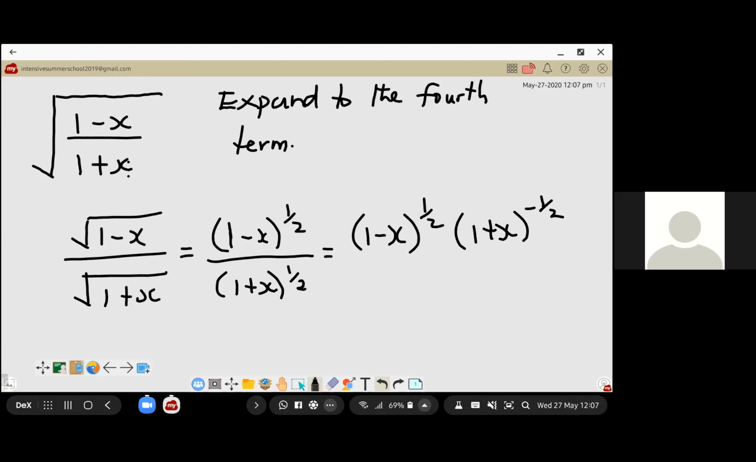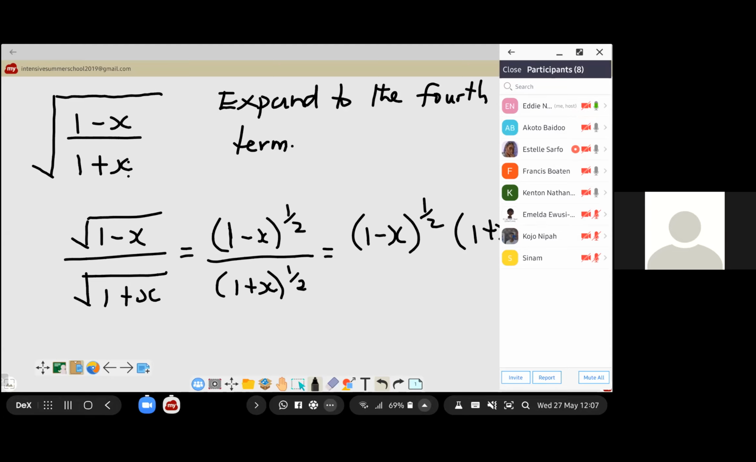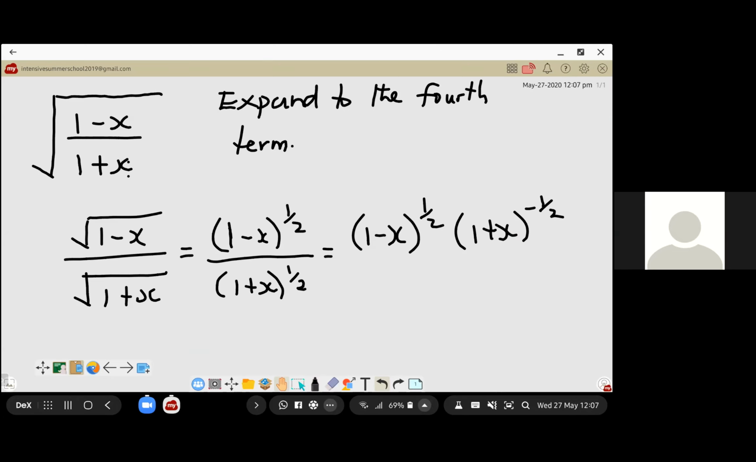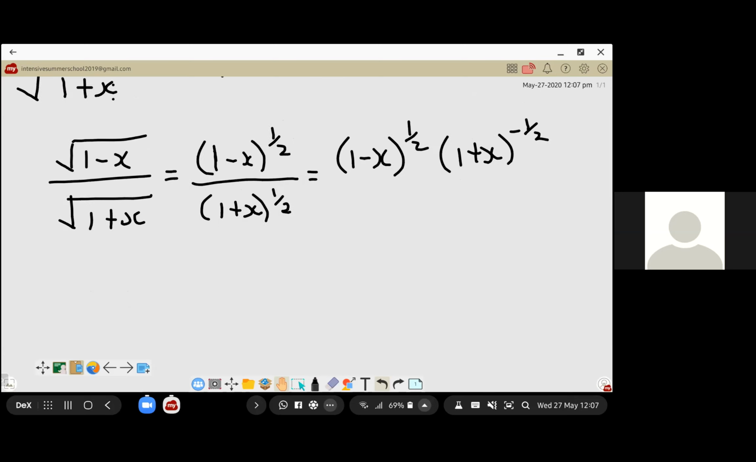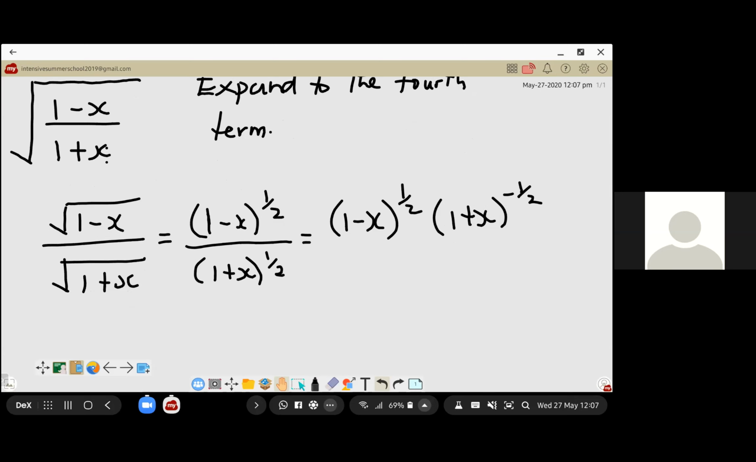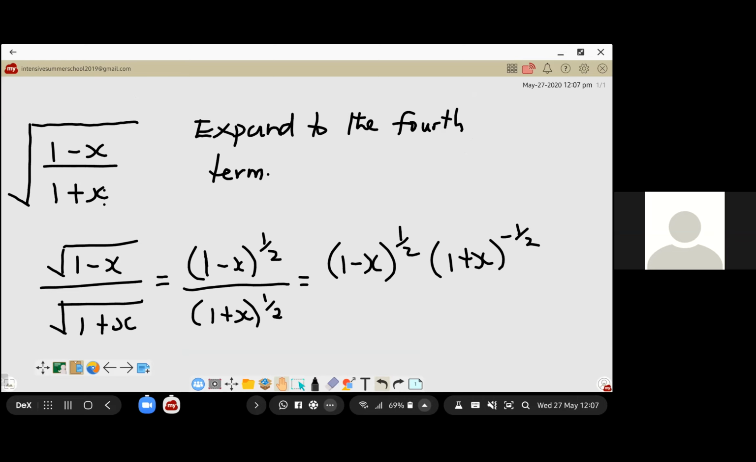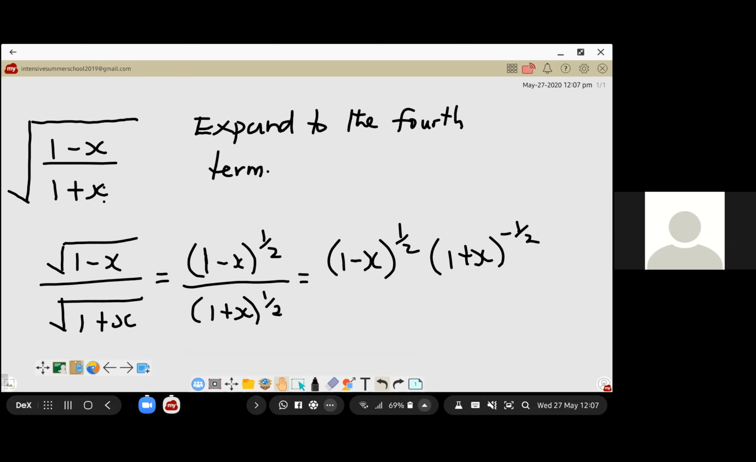Some other students have joined. Joel just joined us. Good. So we said we are going to expand each of them separately. But because we have been told to find the first four terms, expand up to the fourth term. We are going to expand to the fourth term for (1 minus x) with the power half, and we are going to expand to the fourth term for (1 plus x) with the power negative half.